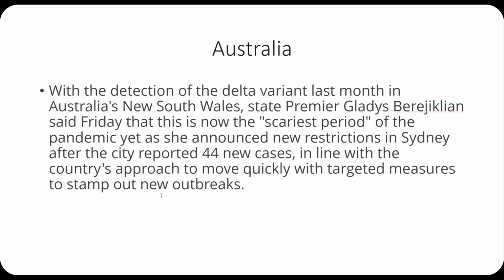In Australia, they just found 44 new cases with the Delta variant, and they have put in a new approach of moving quickly, targeted measures, and some of the pandemic scenarios that they are playing with. They also want to make sure they impose restrictions again on social gatherings and wearing masks indoors, because this needs to be controlled.